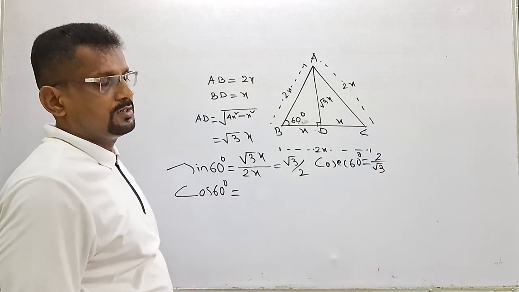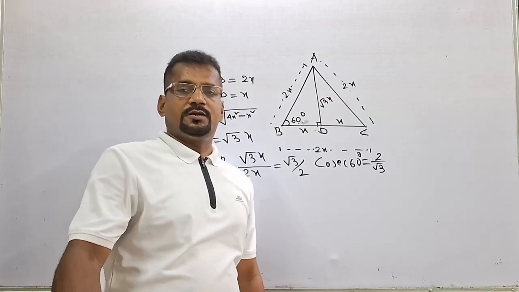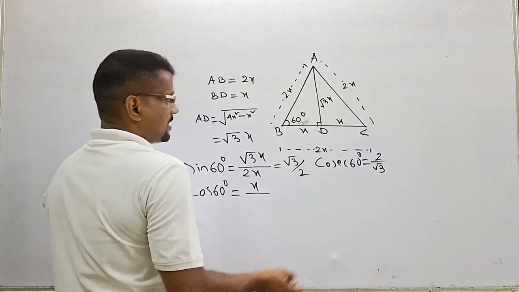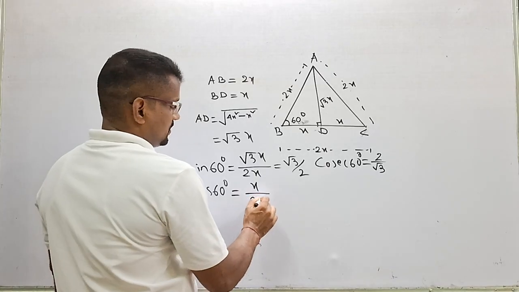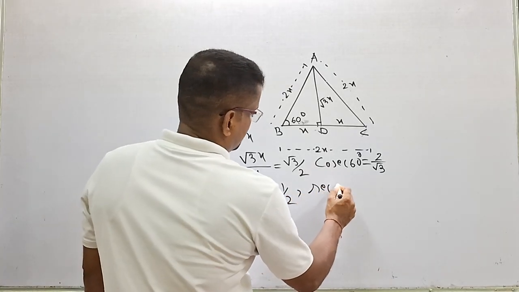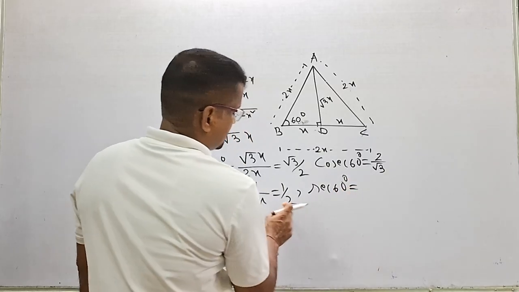Now cos 60, suppose you need cos 60 degree. So cos theta is your what? Base by hypotenuse. Therefore base is BD, that's your x, hypotenuse 2x. So that is your half. Cos 60 half, and sec of 60 degree, that will be reciprocal of this, 2.